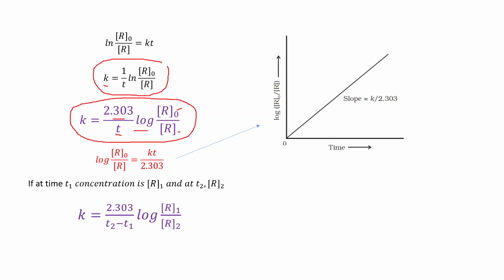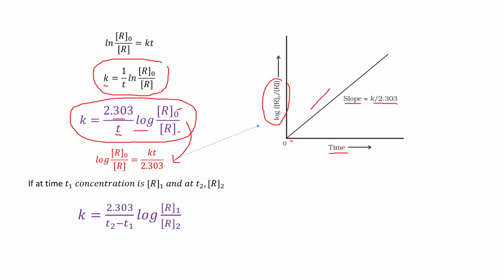Now from this equation, it can be written like this: log R naught by R is equal to kt by 2.303. Again, this is y is equal to mx, where intercept is equal to 0. If you plot a graph between log R naught by R on the y-axis and time on the x-axis, then we will get one straight line passing through the origin. And in this case, again, the slope is equal to k by 2.303.